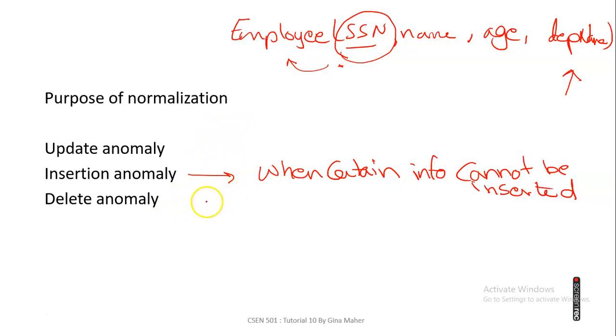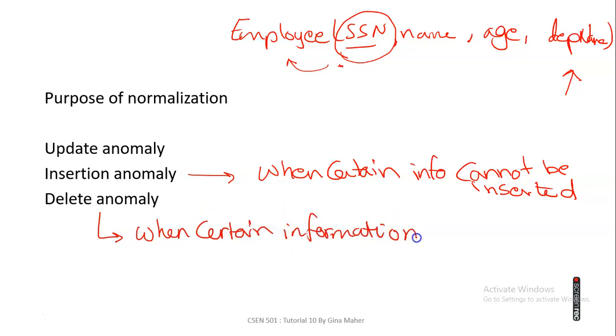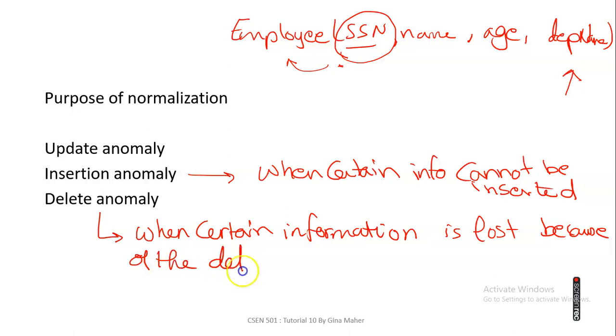The last type of anomaly is the delete anomaly. What is the delete anomaly? Actually, it occurs when certain information is lost because of the deletion of other attributes. Okay? Let's take an example.